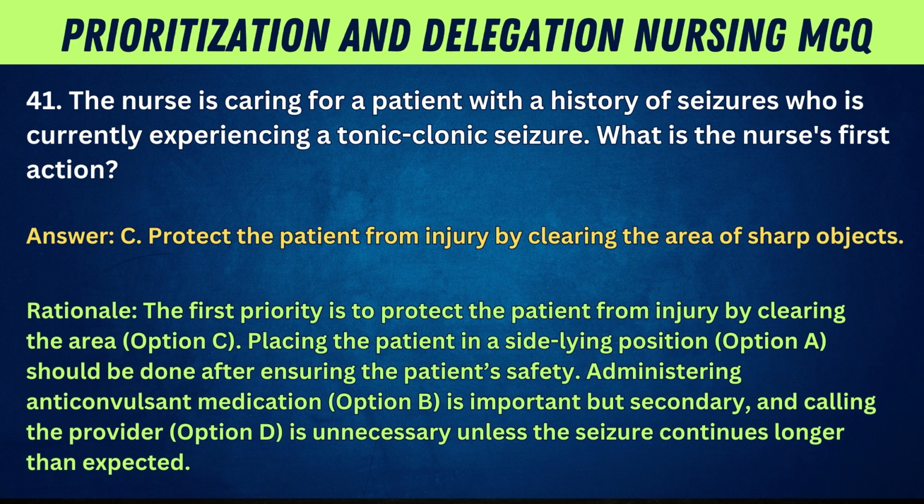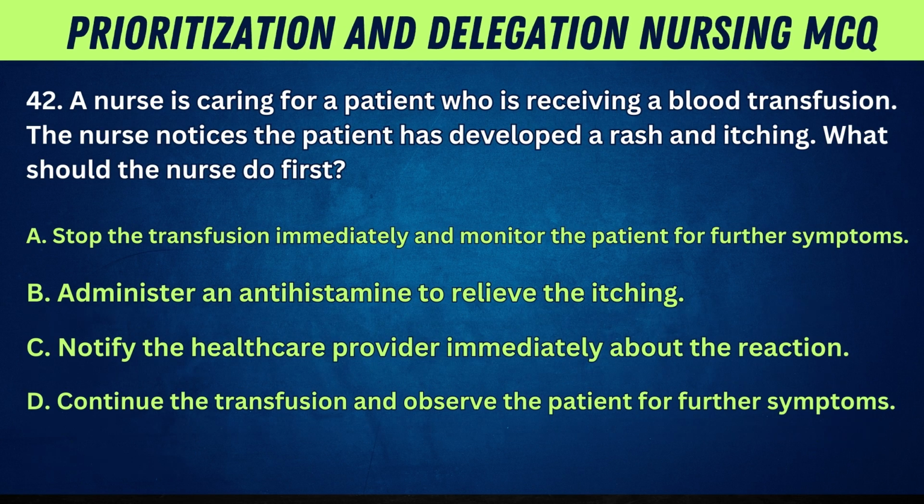Placing the patient in a side-lying position, option A, should be done after ensuring the patient's safety. Administering anticonvulsant medication, option B, is important but secondary, and calling the provider, option D, is unnecessary unless the seizure continues longer than expected.